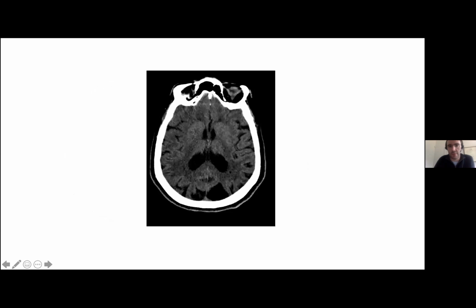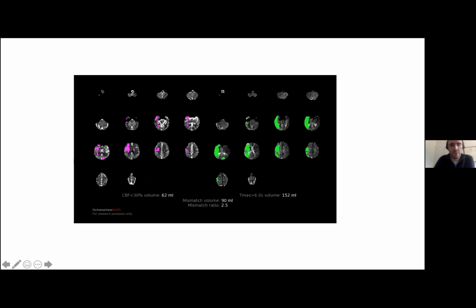So this one's a bit worse. You can see that she's got a lot of loss of differentiation here. This is the core, and this is the penumbra. Still a big mismatch, but it's a big core. The bigger the core, the higher the risk of hemorrhagic transformation if you re-establish the circulation, because you've got a higher volume of dead brain.